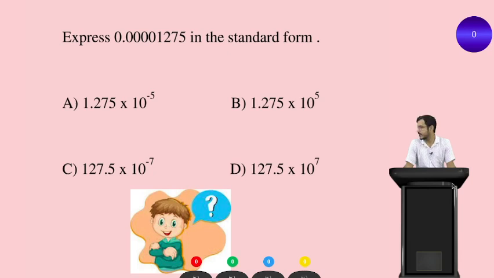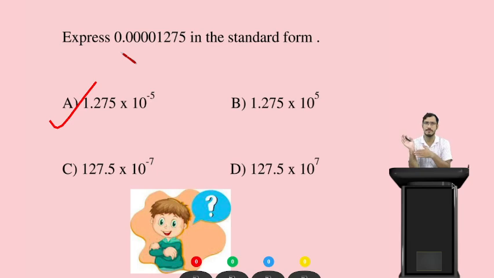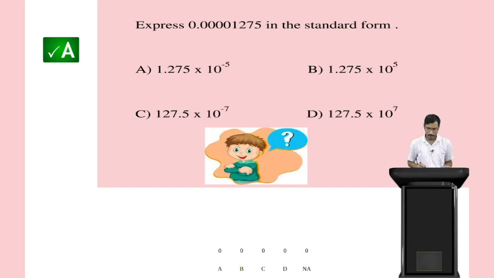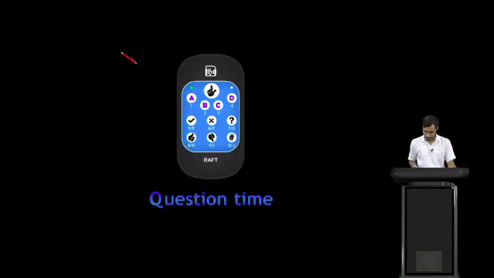Okay students, time's up. The right answer is option A, 1.275 into 10 to the power minus 5. This type of question we will discuss in the next PPT. So let's move to the next part. The answer will be option A here. Very good.